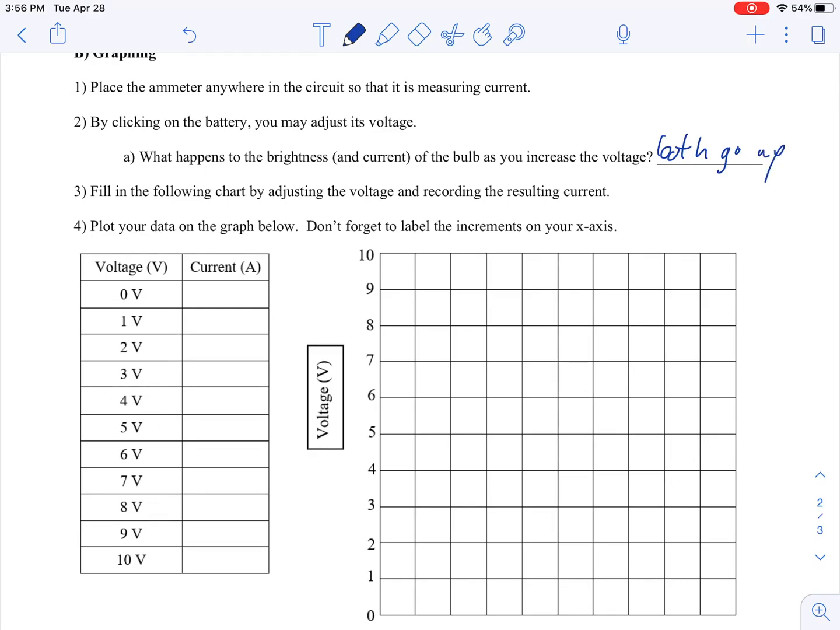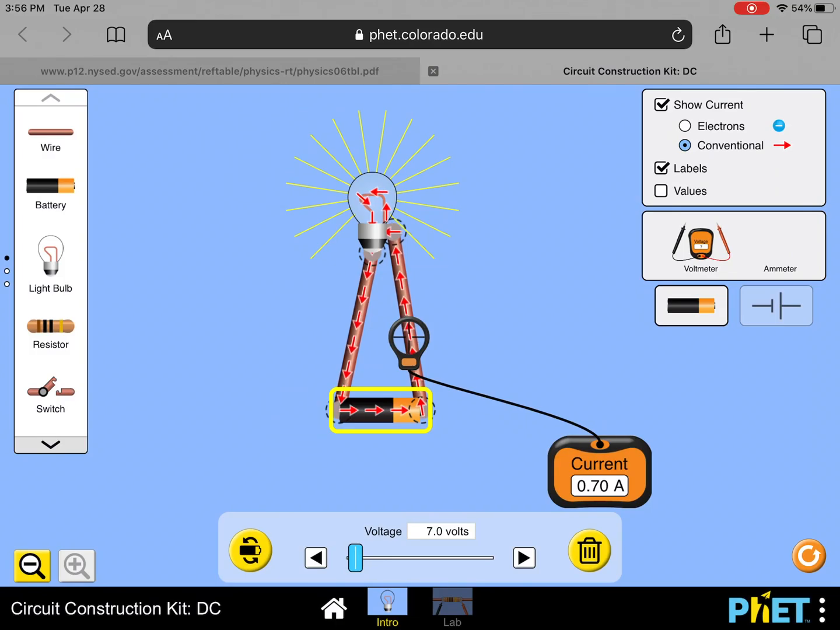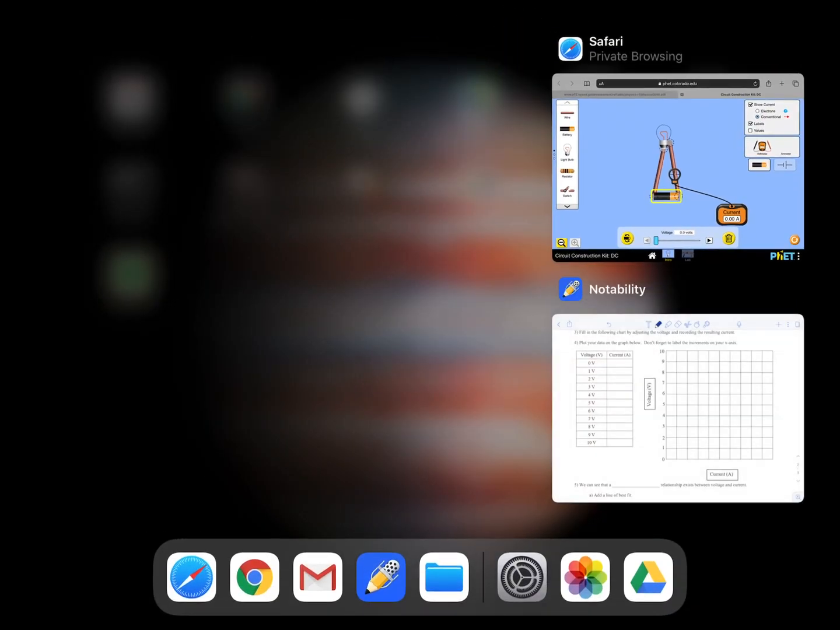Fill in the following chart by adjusting the voltage and recording the resulting current. Plot your data. Don't forget to label the increments on your x-axis. So we have voltage on the y-axis and current on the x-axis. All right, so let's fill in our chart first. So at 0 volts, what's our current? All right, so let's do that. 0 volts, 0 current. Perfect.